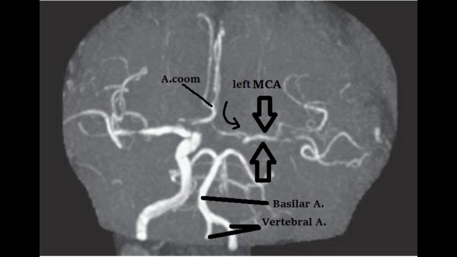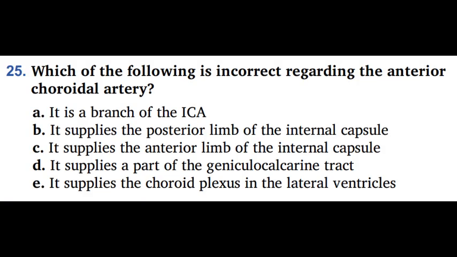Next up, question 25. Which of the following is incorrect regarding the anterior choroidal artery? A. It is a branch of the ICA. B. It supplies the posterior limb of the internal capsule. C. It supplies the anterior limb of the internal capsule. D. It supplies a part of the geniculocalcarean tract. And E. It supplies the choroid plexus in the lateral ventricle. The correct answer is C. It supplies the anterior limb of the internal capsule.